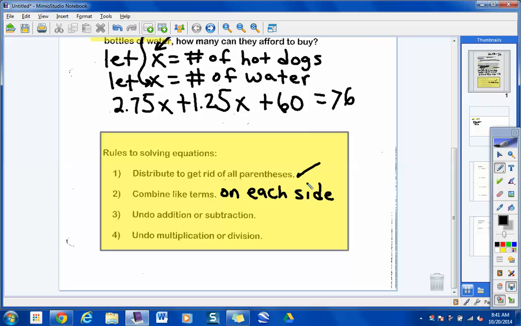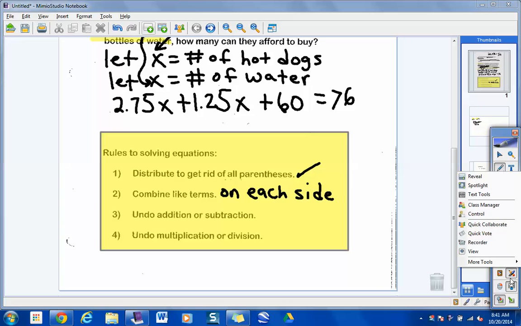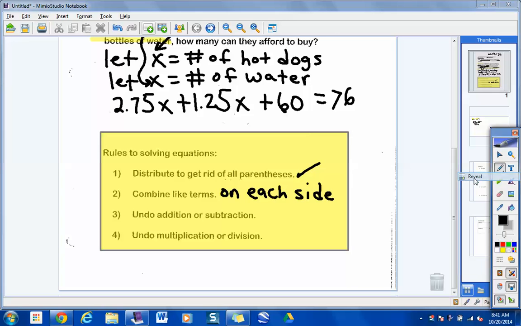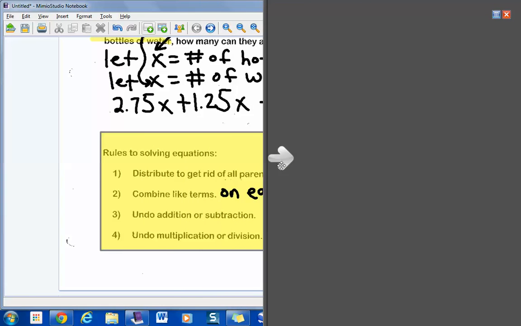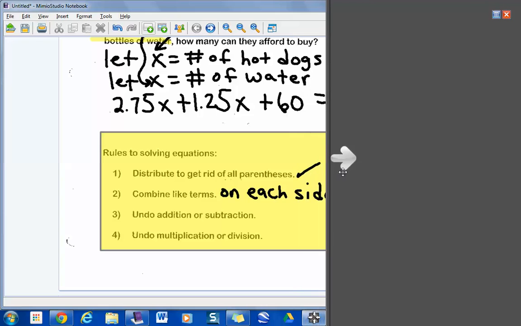Here's what I'm talking about. When I say on each side, I'm saying look at the left-hand side of the equation, look at the right-hand side of the equation. Maybe this will help. Let me try and get fancy with this tool. There's the equal sign right there, right?